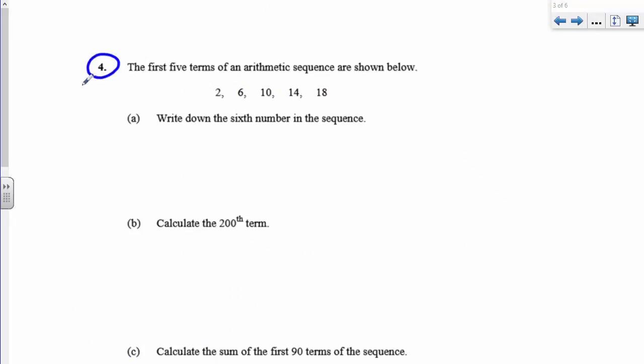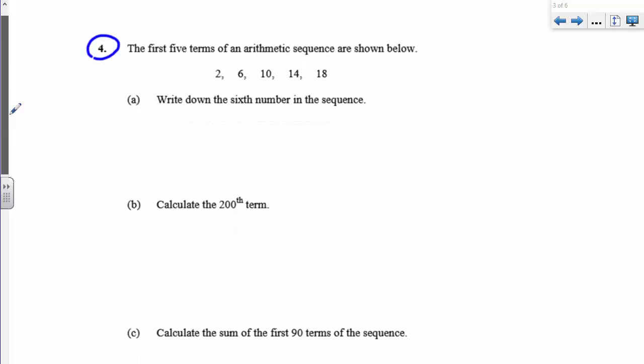Number 4. That's always fun. The first 5 terms of an arithmetic sequence. Arithmetic sequence means common difference. Okay. We're just adding the same number over and over again. So I see 2 plus a number equals 6. That number is quite obviously 4. 6 plus 4 is 10. 10 plus 4 is 14. 14 plus 4 is 18, and so on.